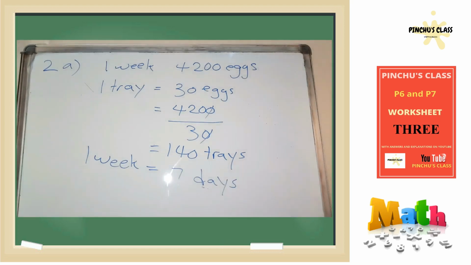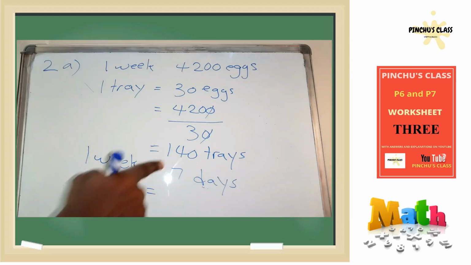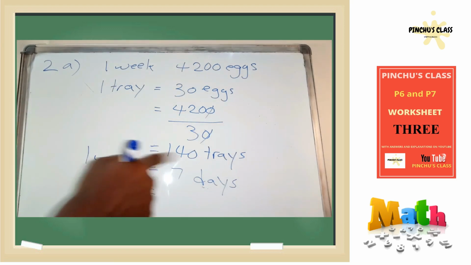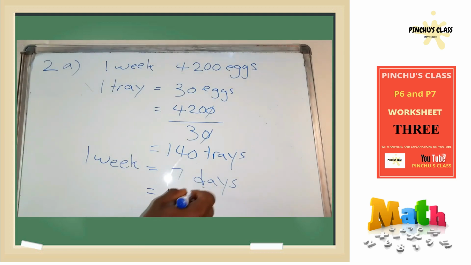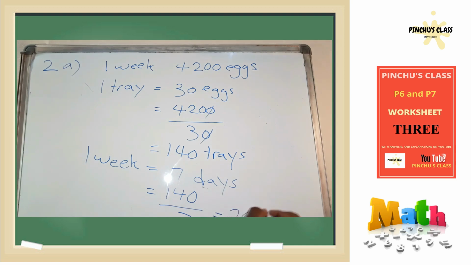Therefore, what about 140? So we want to find the number of trays he carries a day. So these are the trays he carries in the full week. So we're going to get 140 trays divided by the 7 days, and this will give us 20 trays. So he carries 20 trays a day.